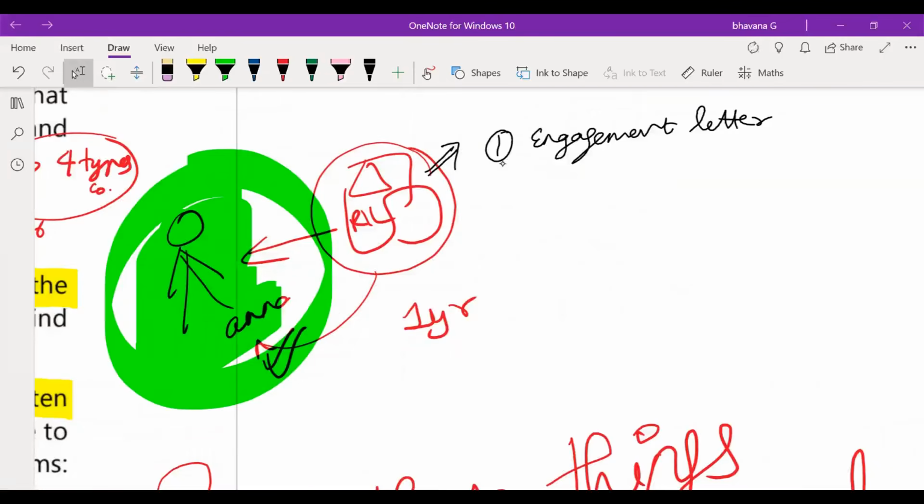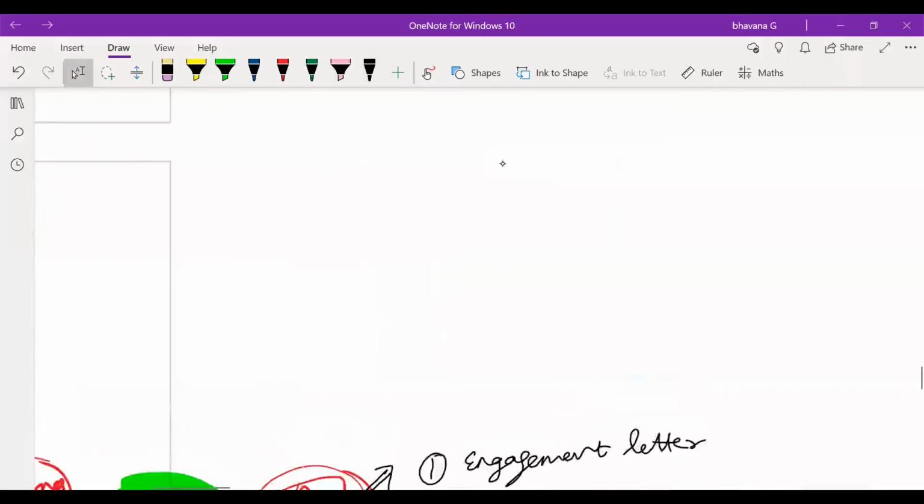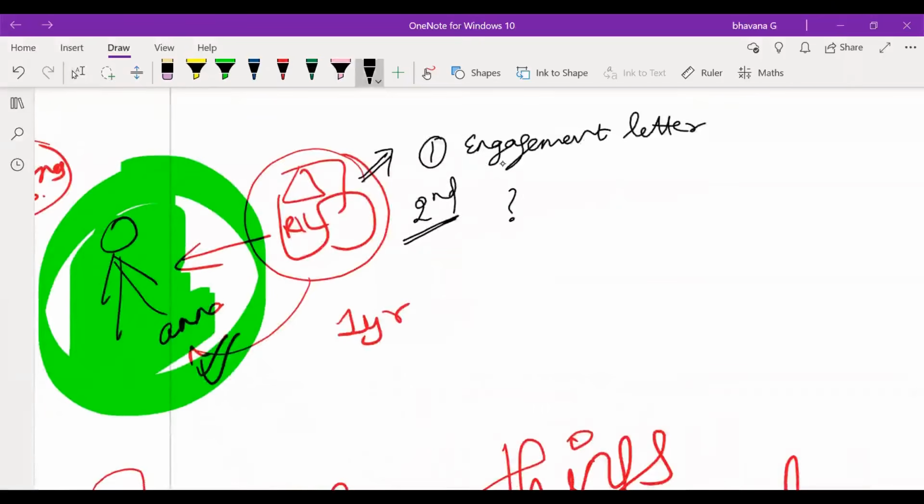In that engagement letter, they would have written all the content. Now, the second time you are going to be appointed as an auditor, the question is whether for the second year also a new engagement letter has to be drafted every time you get appointed. That means if you are getting appointed in the same company year after year, is it important that you draft a new engagement letter?